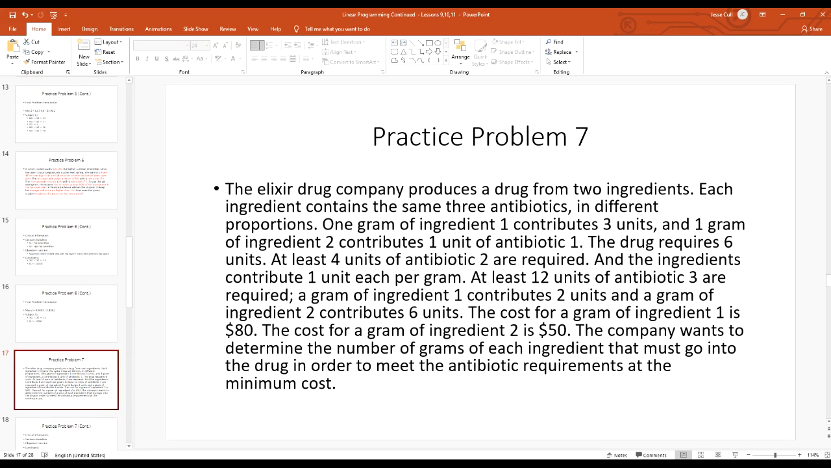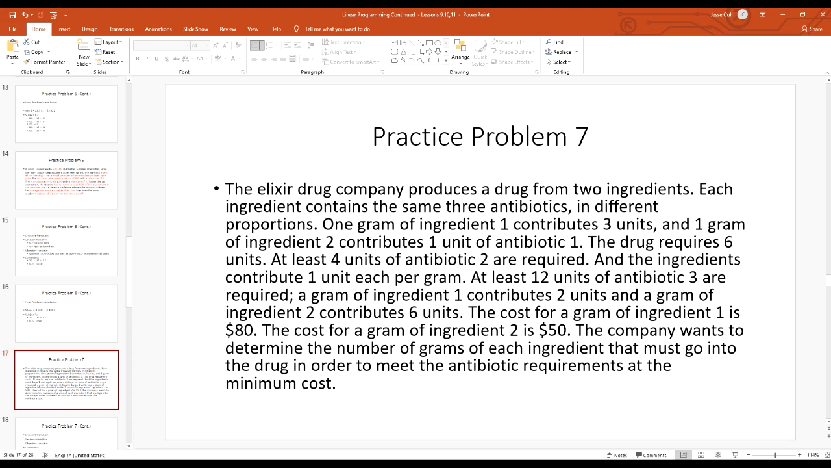The Elixir Drug Company produces a drug from 2 ingredients. Each ingredient contains the same 3 antibiotics in different proportions. 1 gram of ingredient 1 contributes 3 units, and 1 gram of ingredient 2 contributes 1 unit of antibiotic 1. The drug requires 6 units. At least 4 units of antibiotic 2 are required, and the ingredients contribute 1 unit each per gram. At least 12 units of antibiotic 3 are required. A gram of ingredient 1 contributes 2 units, and a gram of ingredient 2 contributes 6 units. The cost for a gram of ingredient 1 is $80. The cost for a gram of ingredient 2 is $50.